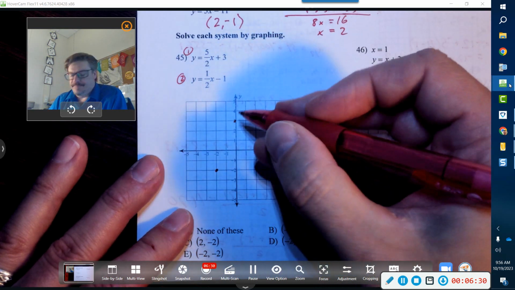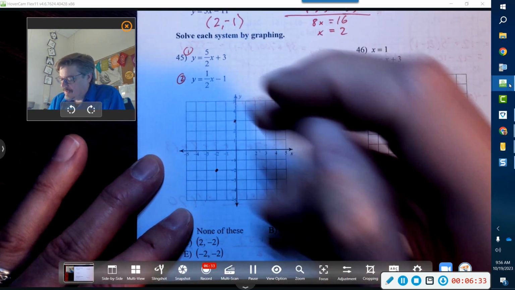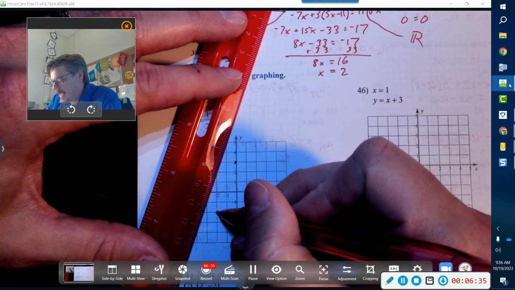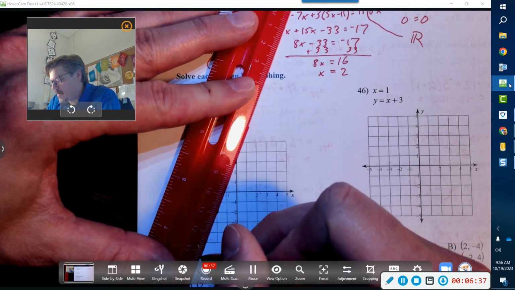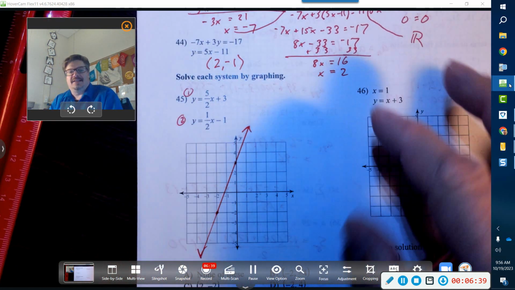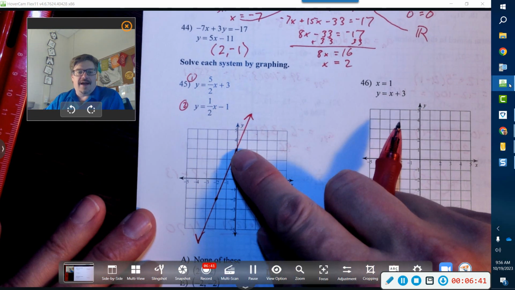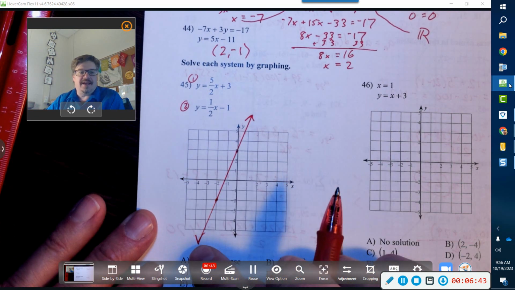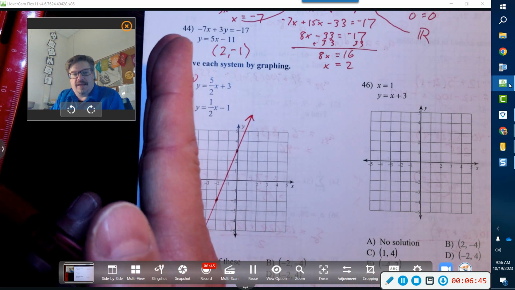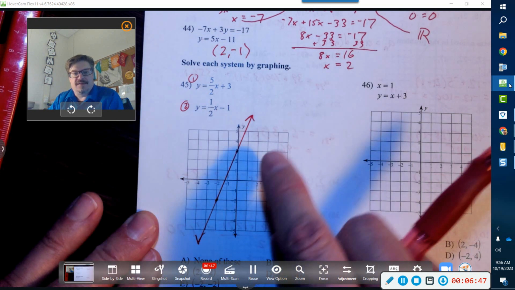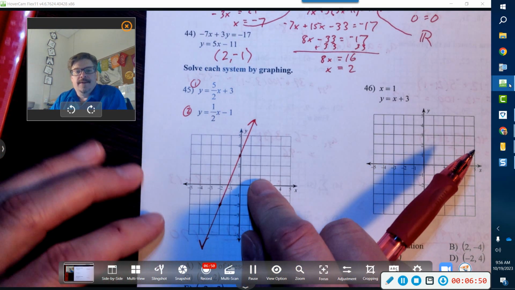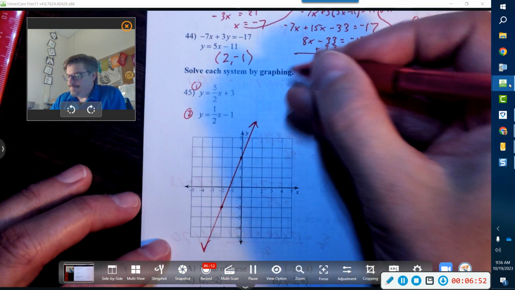Now notice, though, that this is always read as going left to right. So that is a positive slope. Don't have your eyes go towards the left. That's not a negative slope. We always read graphs going left to right. So this is increasing. Okay? All right, now that's the first line.